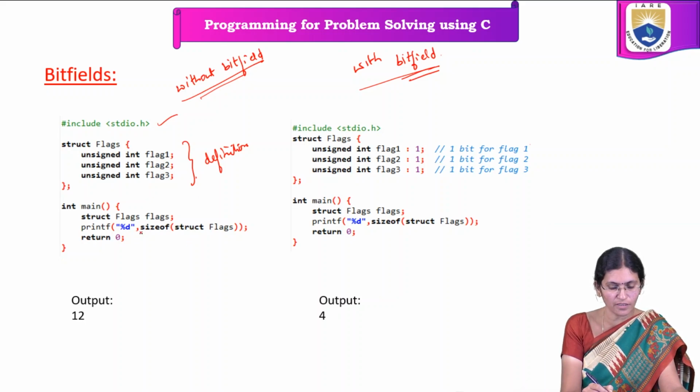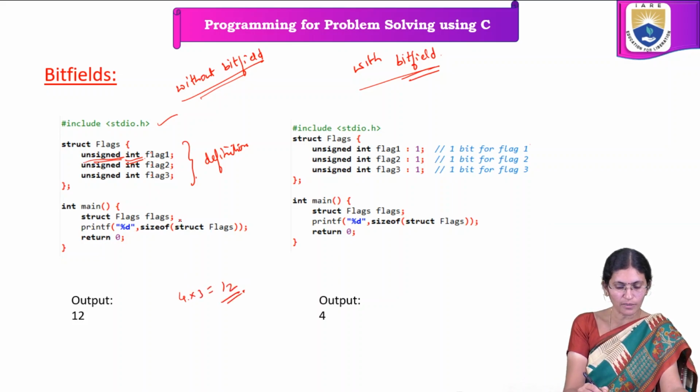So here this is a regular structure. We have defined three variables of type integer, and the modifier here is unsigned int. The memory required for this: there are three integer type members, and each member requires 4 bytes. So 4 into 3 is equal to 12.